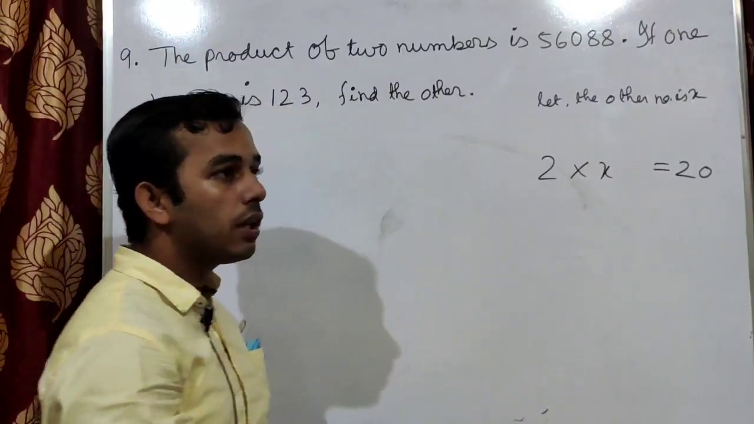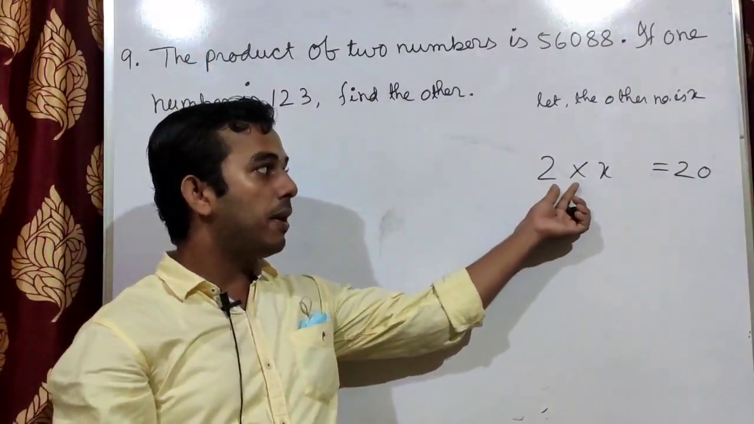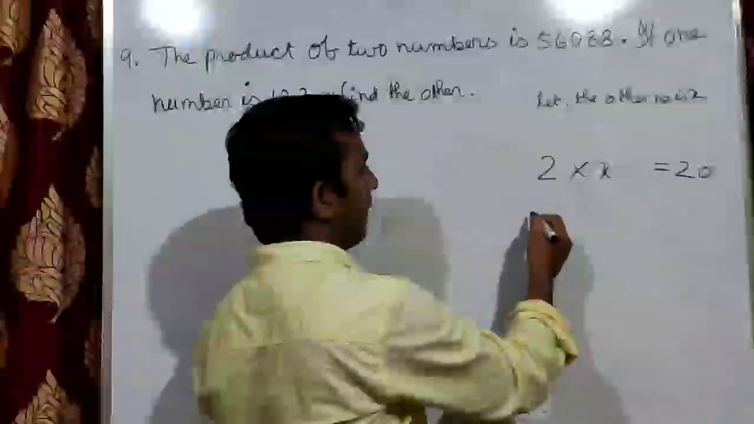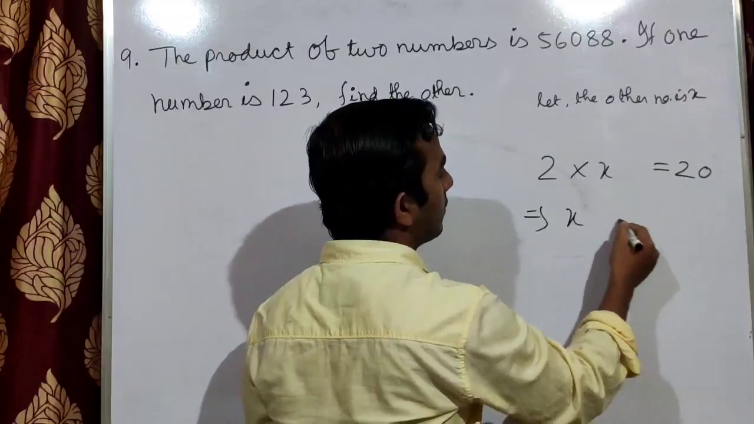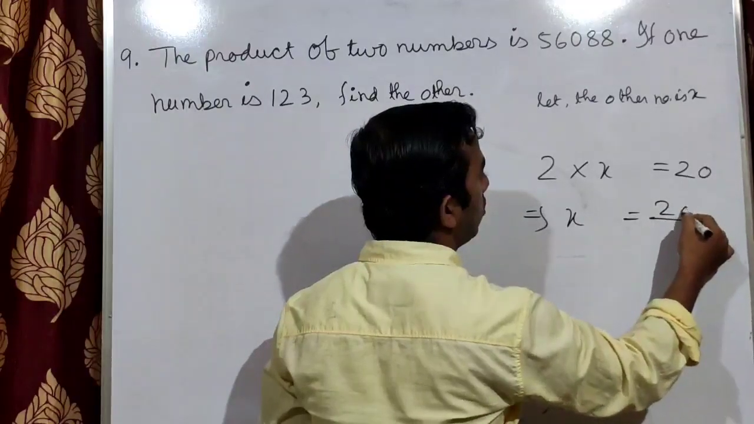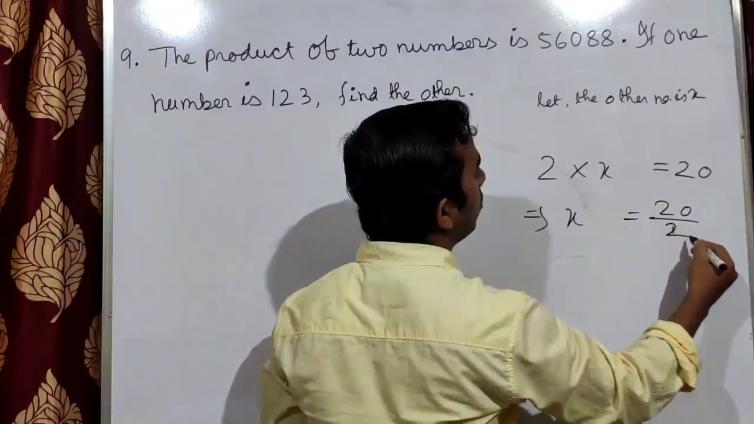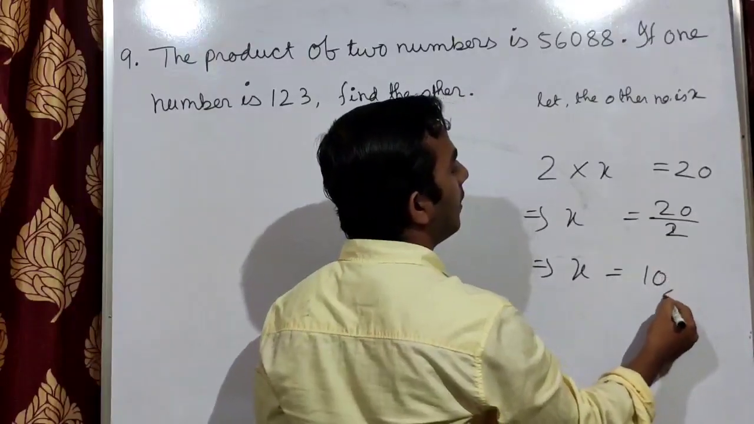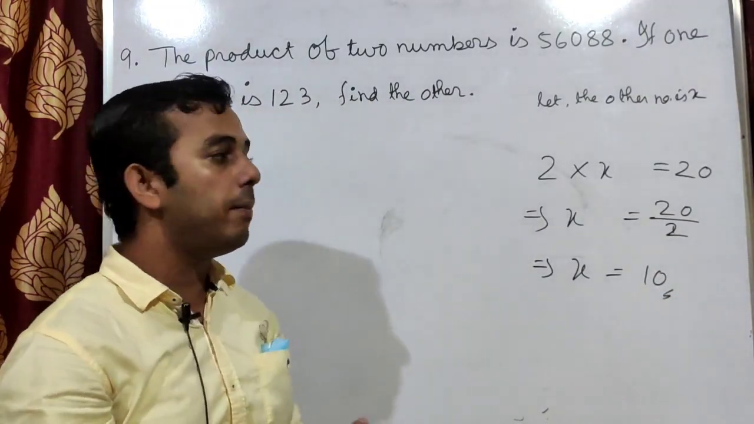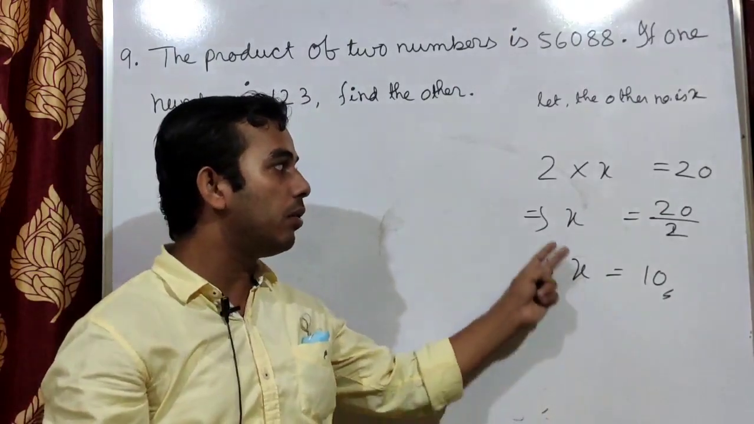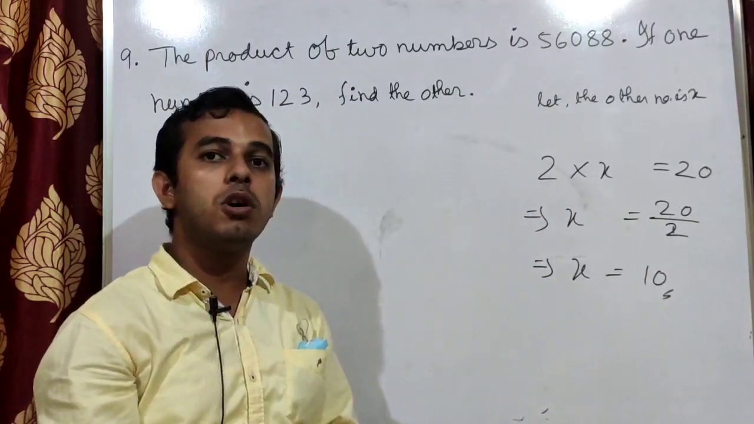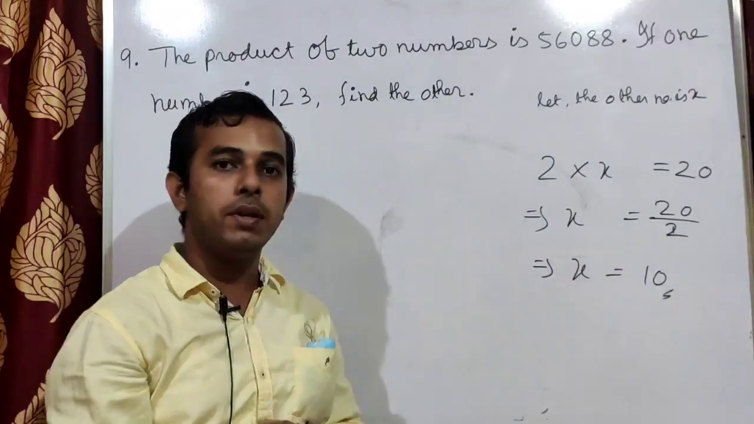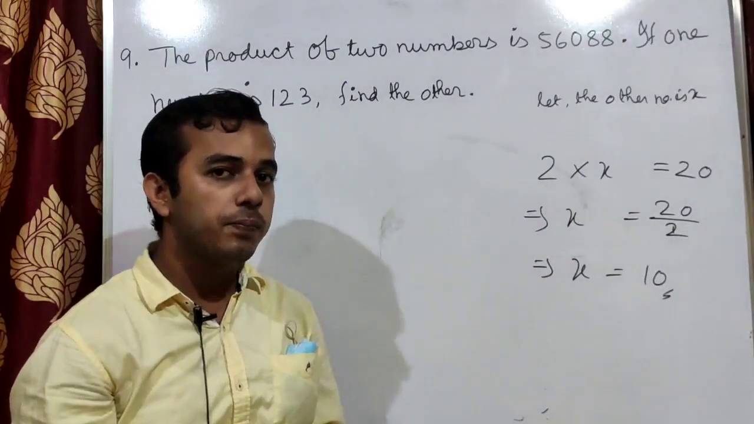Now, we know one thing, it is multiplied, right? So when we change the side, it will get divided. So we will write x equals 20 divided by 2. So x equals 10. That means the other number is 10. Now, 10 into 2 is how much? 20. So one number is 2 and the other number is 10.